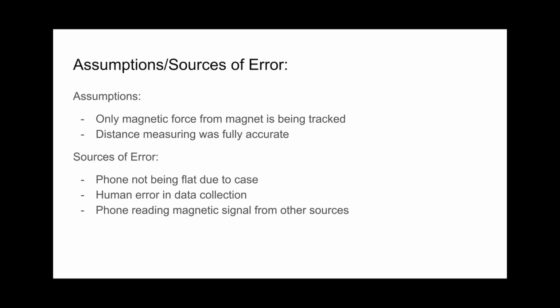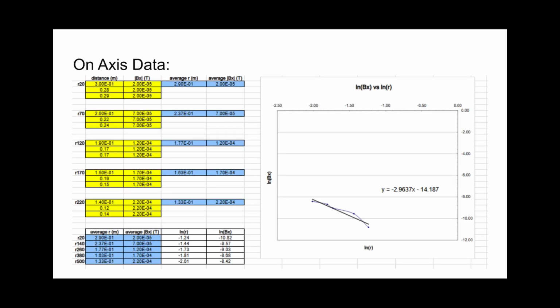Assumptions and sources of error. The assumptions that we made are that the only magnetic force that the phone was reading was from the magnet, and that our distance measuring was fully accurate the entire time. Sources of error were the phone not being flat due to my phone case, human error in data collection, and the phone reading magnetic signals from other sources beyond just the magnet. So like from wires, from the phone, from other things.